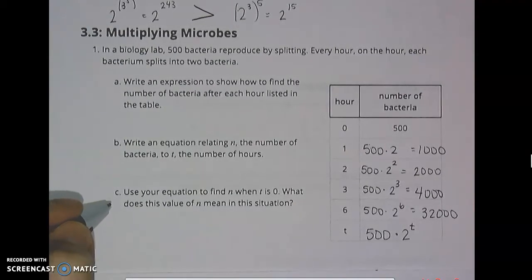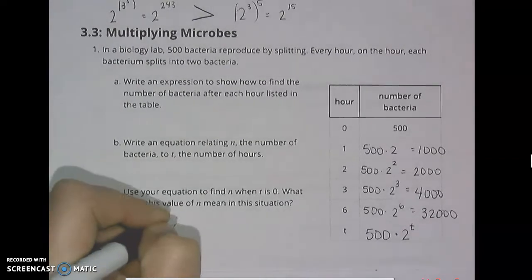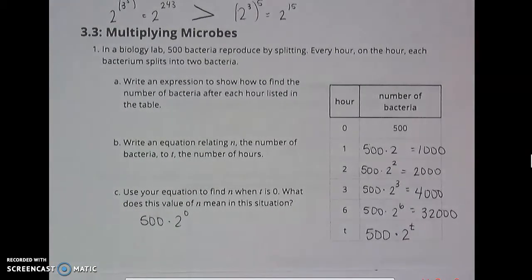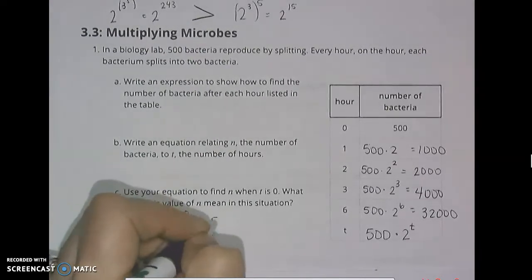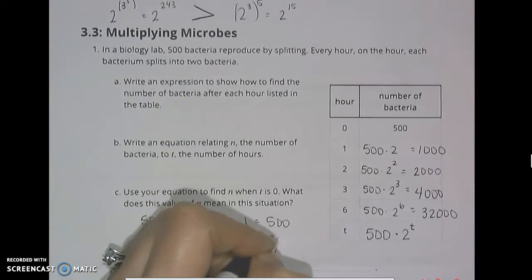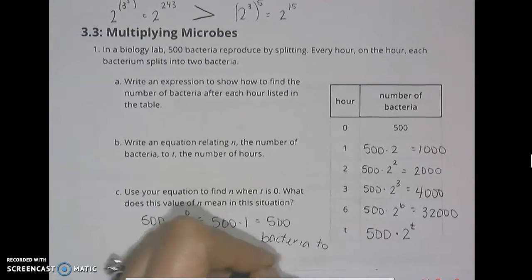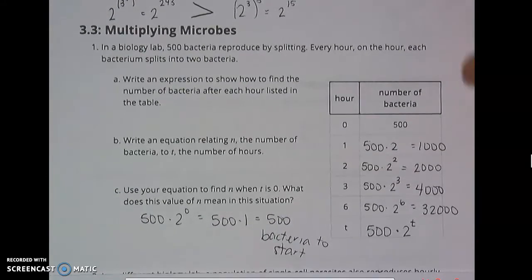Part C here says use your equation to find N when T is 0. What does the value of N mean in this situation? Okay. So if we have 500 times 2 to the 0 power, because our time is 0, well, we know that 2 to the 0 is 1, so we have 500 times 1, which means 500 bacteria to start. At time 0, 0 hours, we have 500 bacteria to start us off.